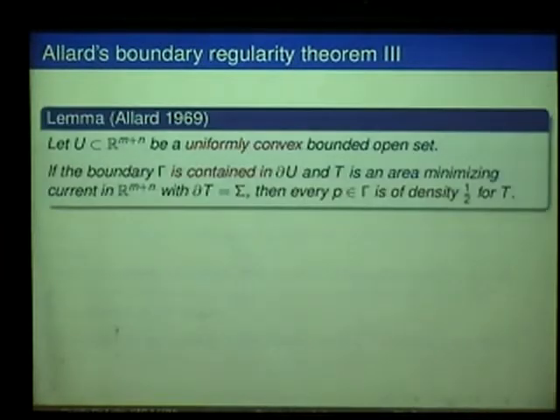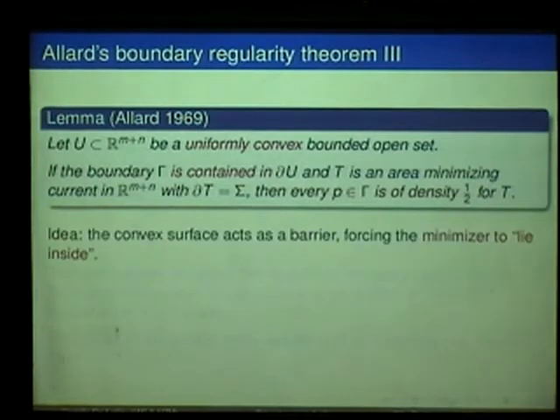So here is a lemma by Allard which tells you that if you have an open set which is bounded and uniformly convex, and if the boundary data gamma that you're interested in is contained in the topological boundary of this open set, then any area minimizing current which bounds this, so here is again a typo, it bounds gamma, not sigma, has density 1/2 at every point. And then with the theorem, you actually conclude that every point is regular. So if you're lying on the boundary of a convex set, you have full regularity.